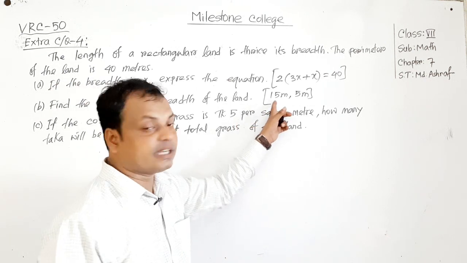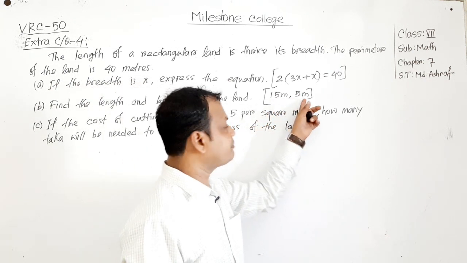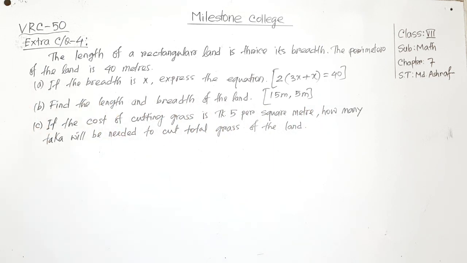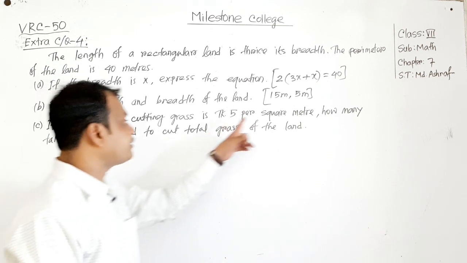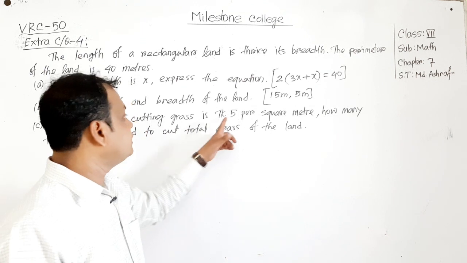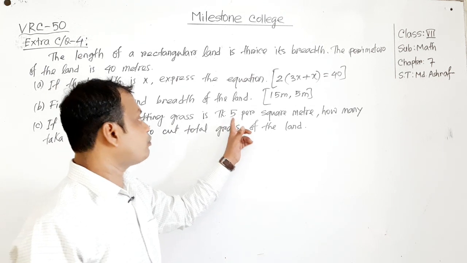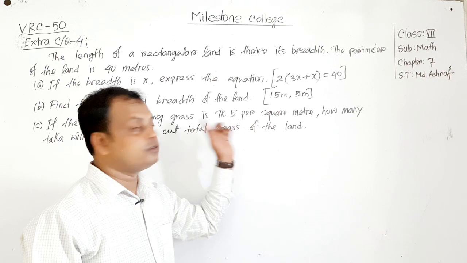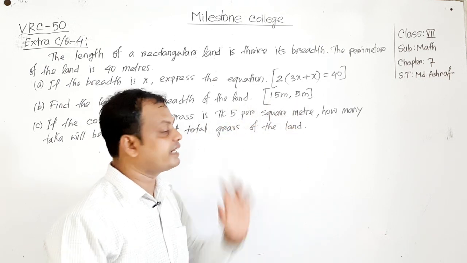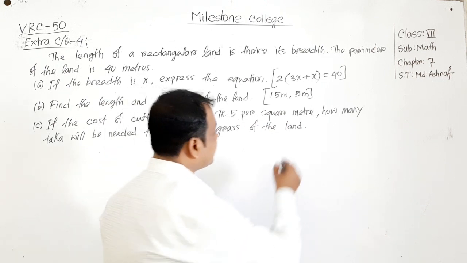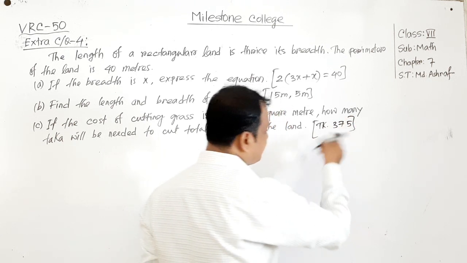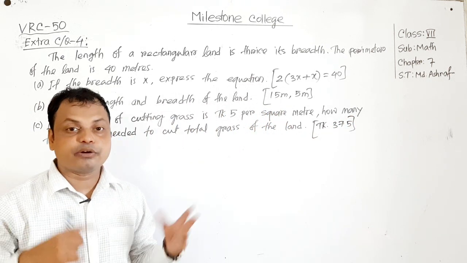So at first we will find the area. By multiplying length and breadth, 15 and 15, we will get the area of the land. From this area, for 1 square meter it will be 5, so we multiply by this area and we will get the result, which will be taka 375.